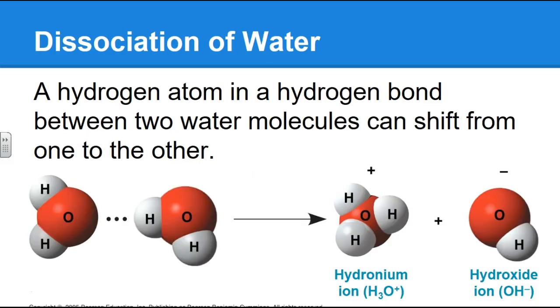Okay, so when we talk about disassociation of water, we have to understand pH and understand where that comes into play. So in order to understand pH and why we have varying pHs, we have to understand that water will dissociate or shift its atoms from one water molecule to another. So this creates two ions called hydronium and hydroxide.